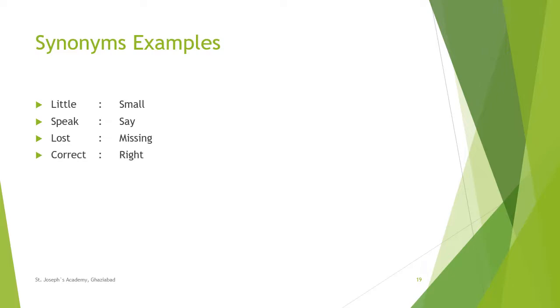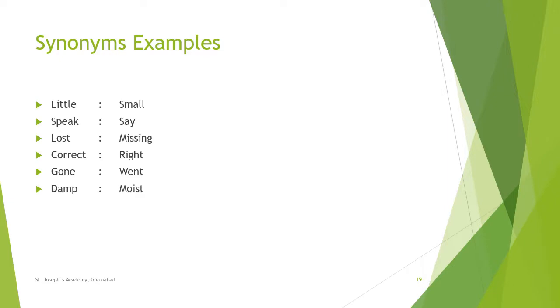Then we have correct and right. Correct and right both have the same meaning. Therefore, they both are synonyms to each other. Next is gone and went. Gone and went mean the same, so they are also similar to each other.